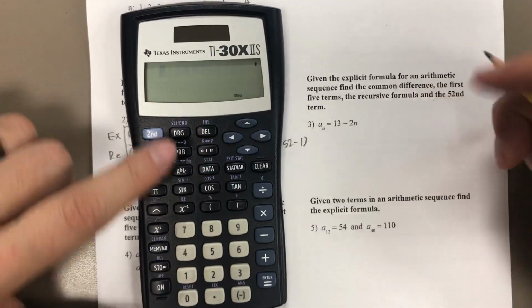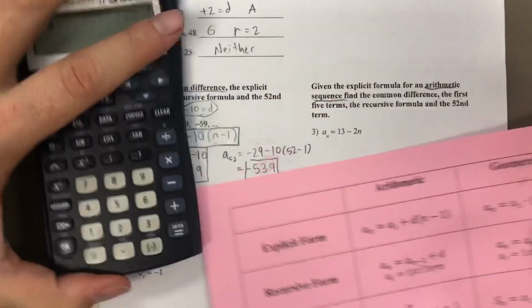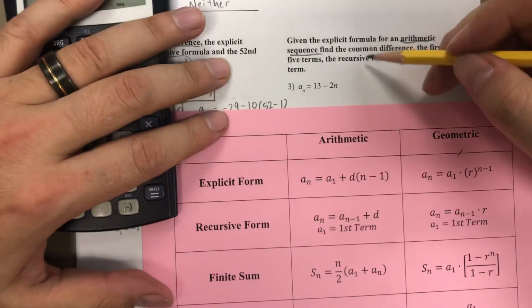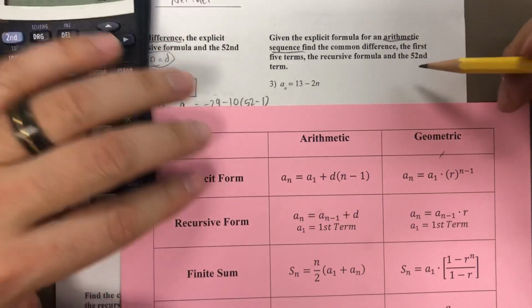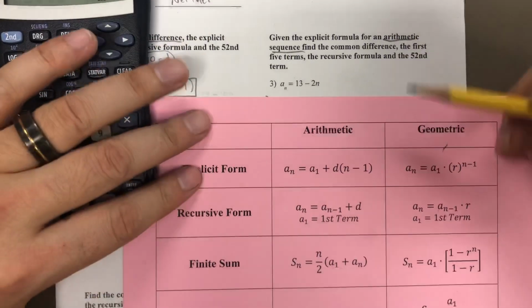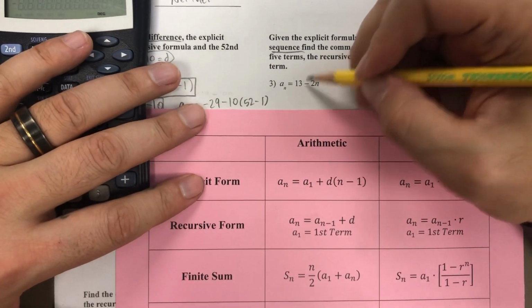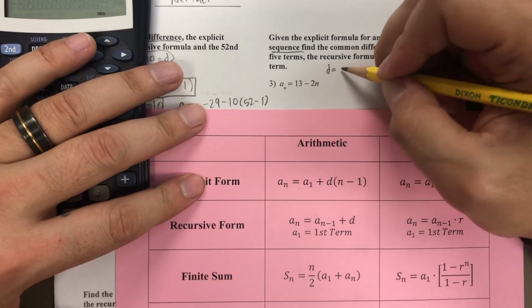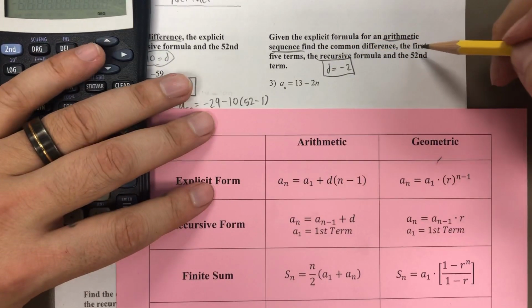Given the explicit formula for an arithmetic sequence, so that means that I have this right now. Find the common difference, the first 5 terms, the recursive formula, and the 52nd term. Well, the common difference is easy. It's the number that's on the n value. So the number that's on the n value is -2. So the common difference is -2. Easy enough.